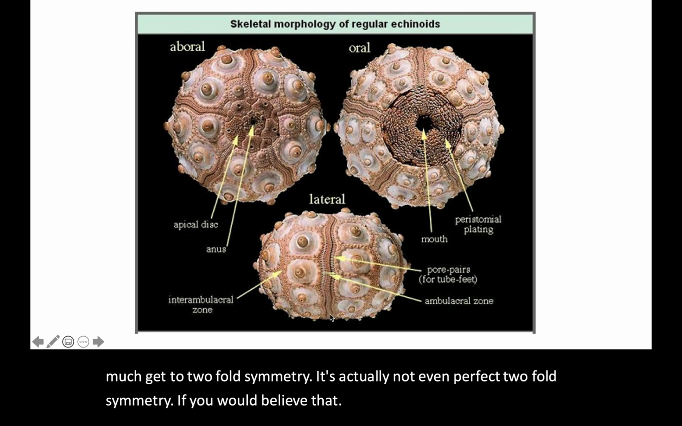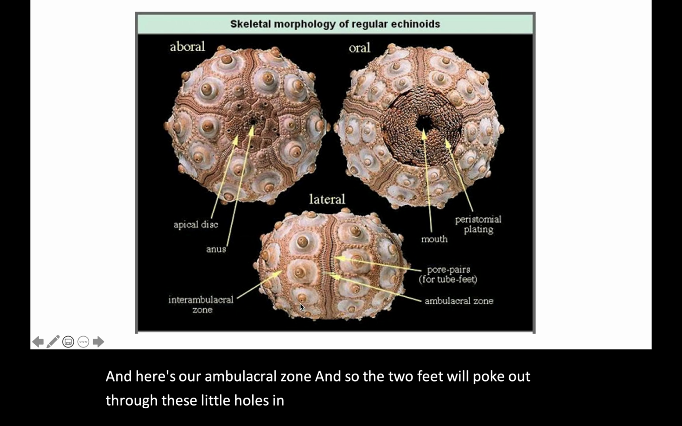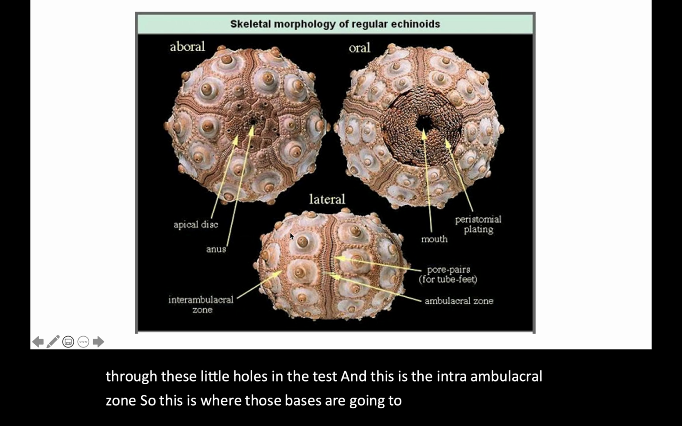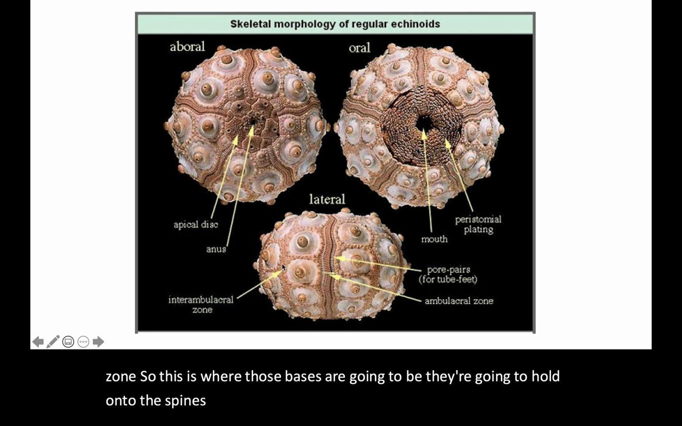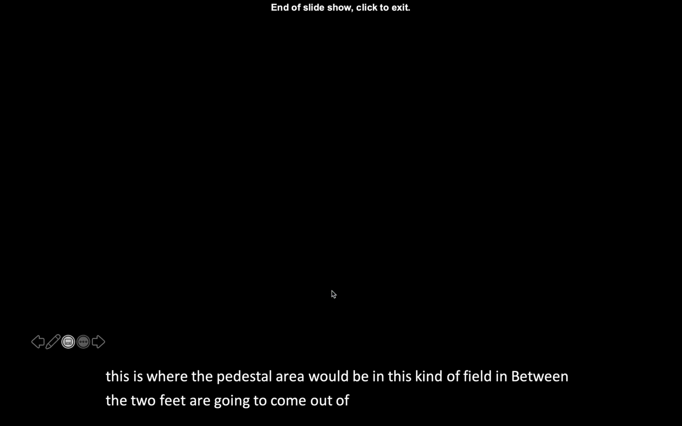Here's our ambulacral zone, and so the tube feet will poke out through these little holes in the test. And this is the interambulacral zone. So this is where those bases are going to be. They're going to hold on to the spines. They're going to socket right onto there. And in between, this is where the pedicellariae would be, in this kind of field in between there. The tube feet are going to come out of the grooves, out of the ambulacral grooves themselves.